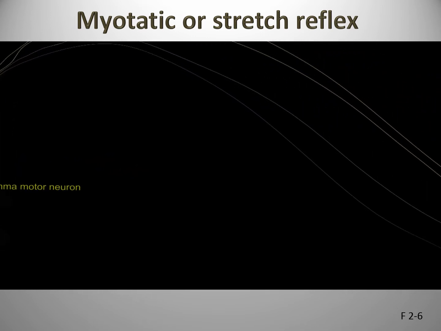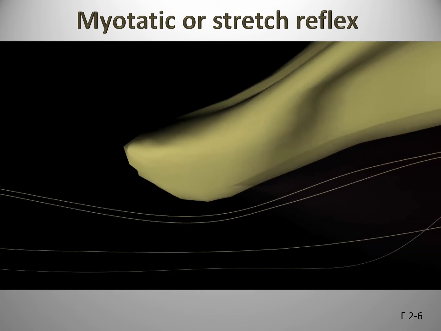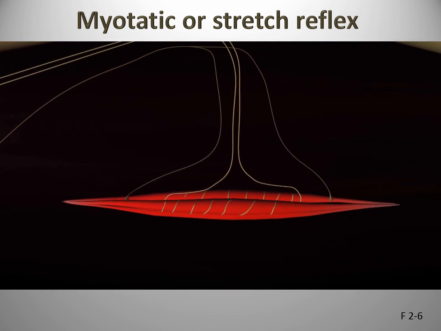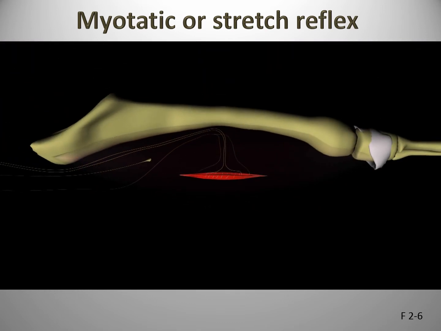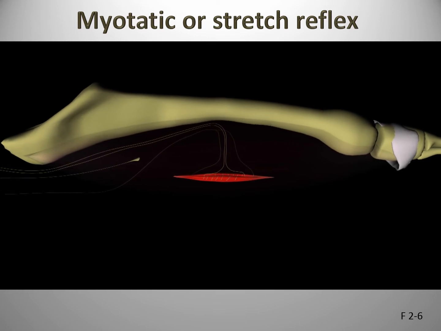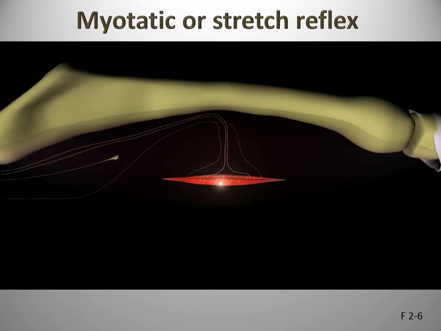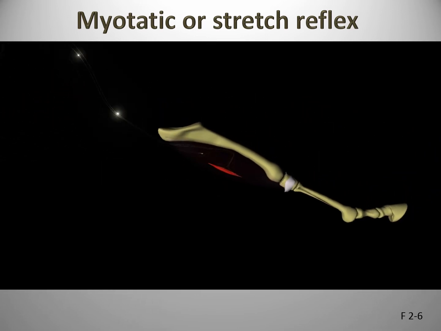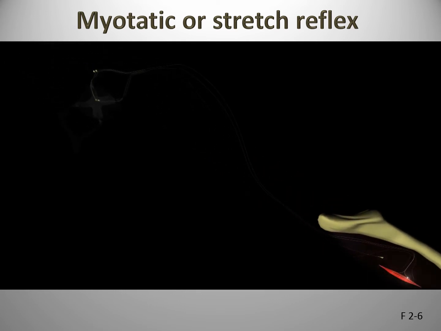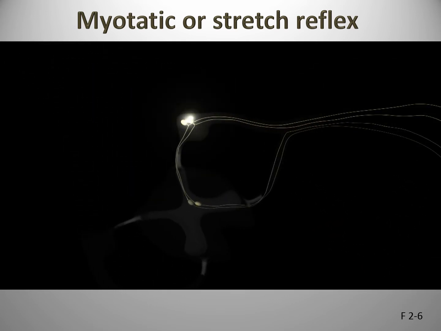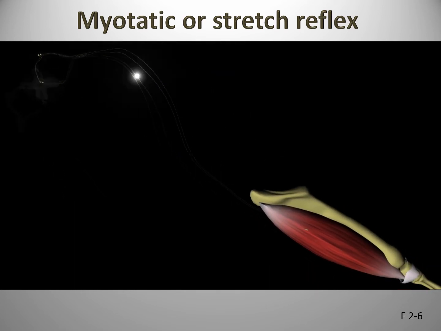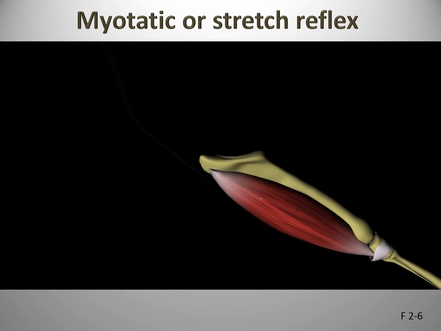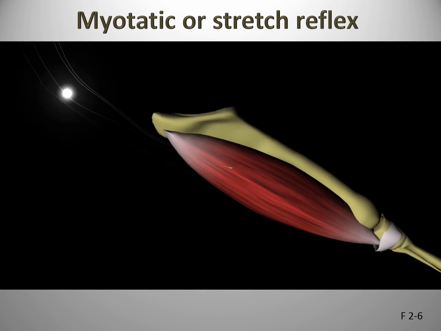When the muscle stretches, the spindle detects this pattern through the sensory neurons, which carry the action potential to the spinal cord, where it synapses with the alpha motor neuron first. The alpha motor neuron then carries the action potential to the muscle in which the spindle is located and triggers its contractile activity to resist being stretched.